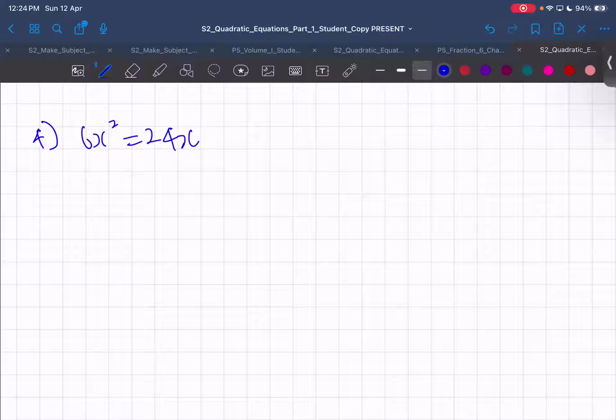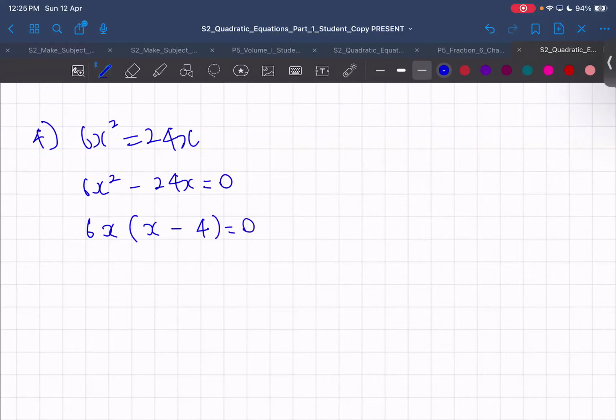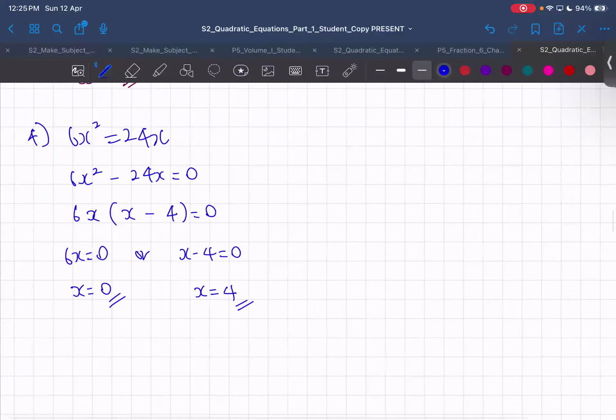Okay, but then both sides got x, so I can take out x also. For this question 4, I take out 6x. I'm left with x minus 4, equals to 0. So 6x equals to 0, or x minus 4 equals to 0. So here, divide both sides by 6, it'll just be 0. This one bring over becomes 4. So my answer is x equals to 0 or x equals to 4.